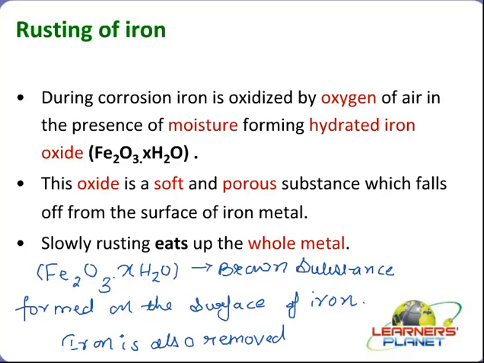When iron is also removed, what will happen? Every time that brown substance is formed, you will scrub it. So slowly, the rusting eats up the whole metal. So this is about rusting of iron, which is a very common phenomenon, especially in the rainy season.